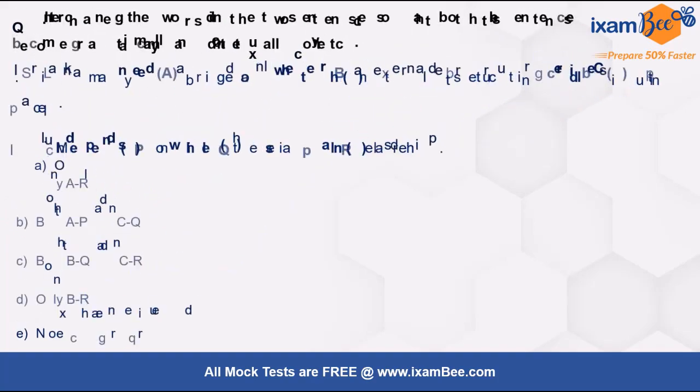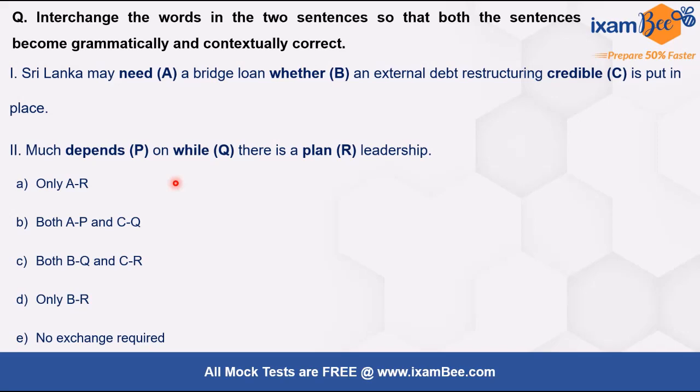Okay, now moving ahead to another type. Now this was word swapping. Here 2 sentences were given and you had to swap the words between them, right? So it says Sri Lanka may need a bridge loan whether an external debt restructuring credible is put in place, right? Now second sentence says much depends on while there is a plan leadership. We have read these two and we can say that leadership can be defined as credible, right? So the adjective to be used along with leadership should be credible, right? So C and R need to be swapped.